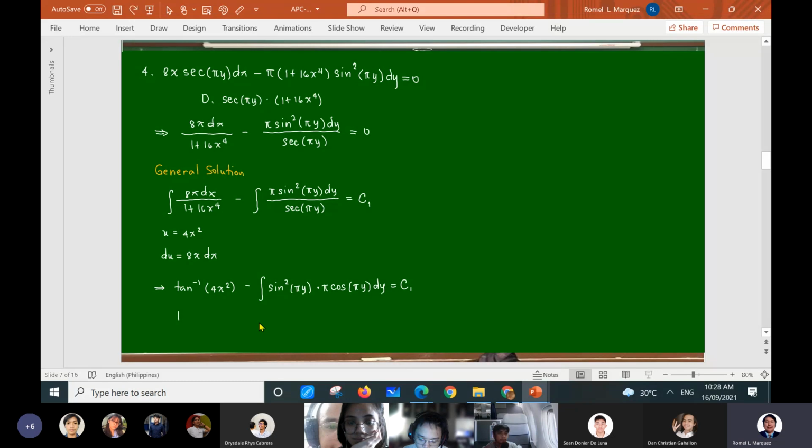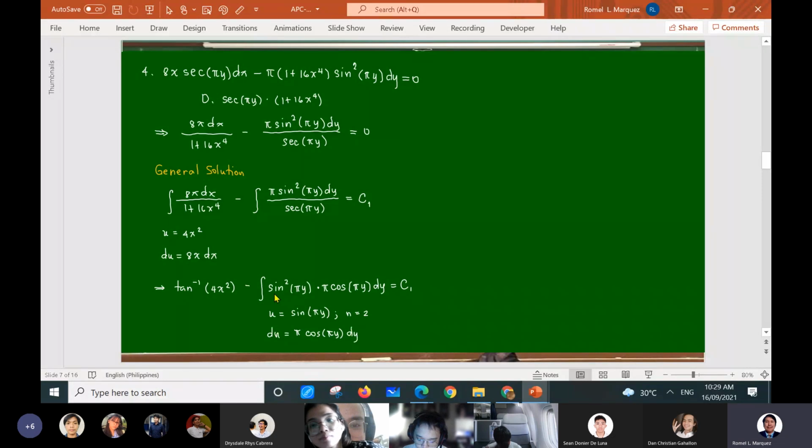What is my u here? In the second integral, in this line, my u here is sine pi y, no? By the general power formula, n is equal to 2. Our du is, what is the derivative of sine? Cosine. Then copy pi y. What is the derivative of pi y? Pi. Then multiply by dy because you want it differential.